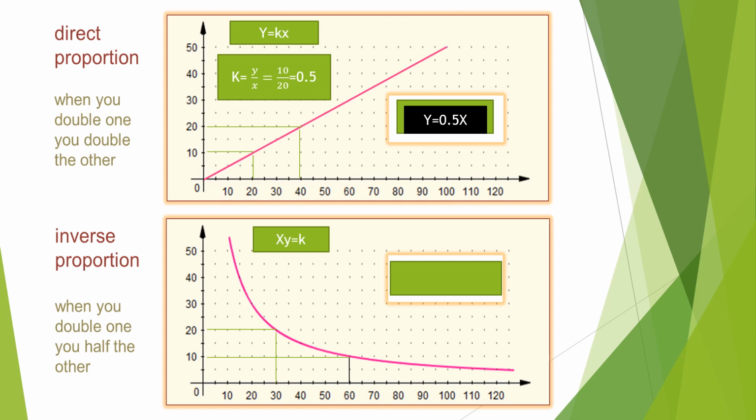Now if you don't want this form and you want to write the equation and make y the subject, you are going to say y is equal to 600 over x. That's it.